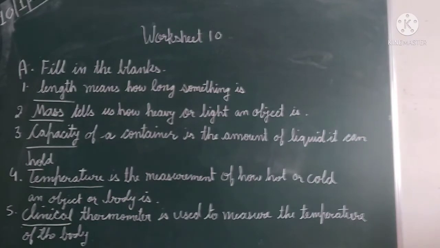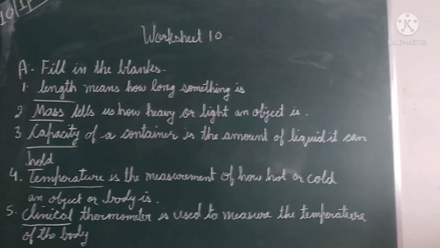Third one is capacity, the amount of liquid it can hold. Capacity of a container is the amount of liquid it can hold. Then next, temperature. It is the measurement of how hot or cold an object or body is. Fourth one is temperature, the measurement of how hot or cold an object or body is. And last, fifth one, clinical thermometer is used to measure the temperature of the body.